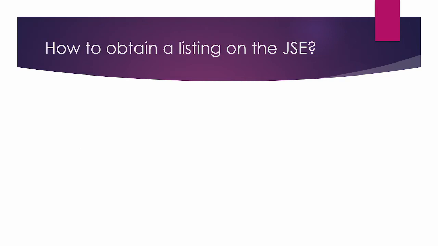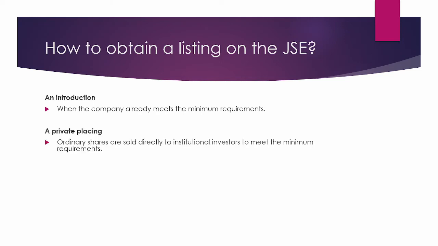So how do we obtain a listing on the JSE? There are four main methods. First, we have an introduction. This is when the company already meets the requirements in terms of share capital and number of shareholders. Nothing further needs to be done, so the company is simply listed. A private placing is when the company does not meet the minimum requirements. As a result, shares are then sold directly to institutional investors in order to make up any shortfall.